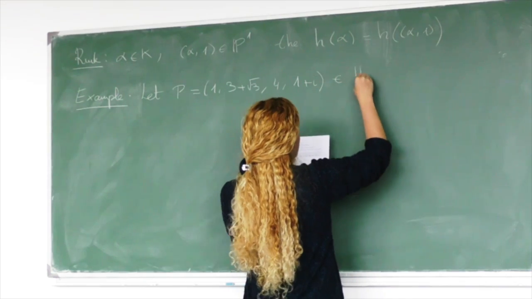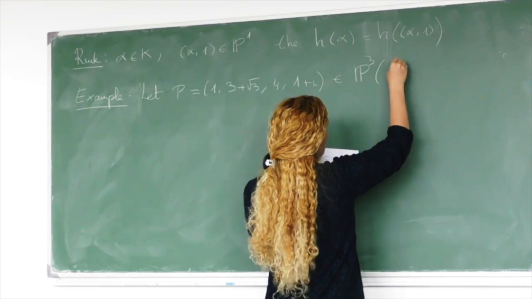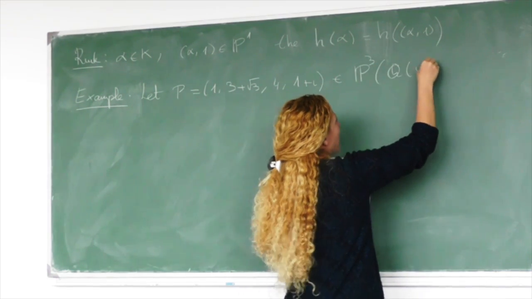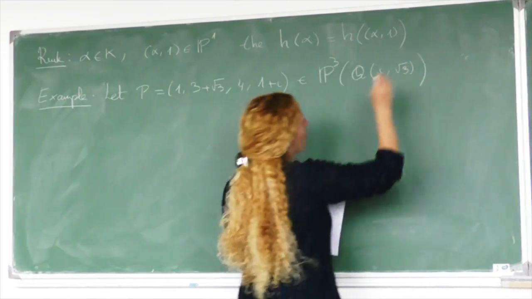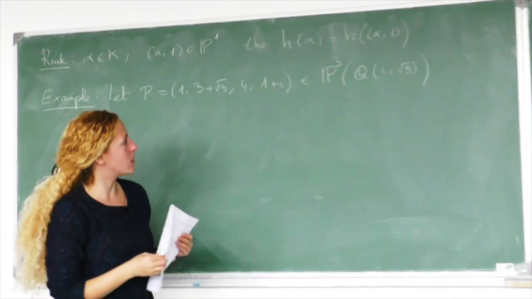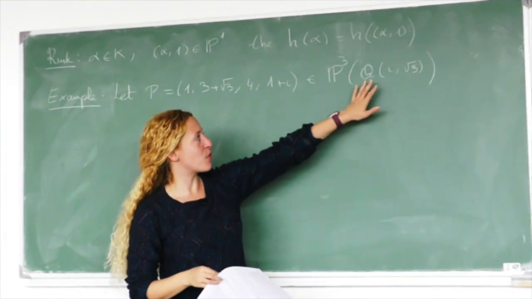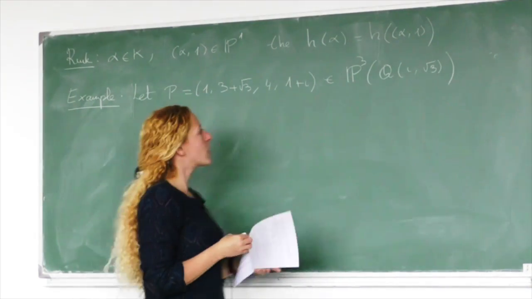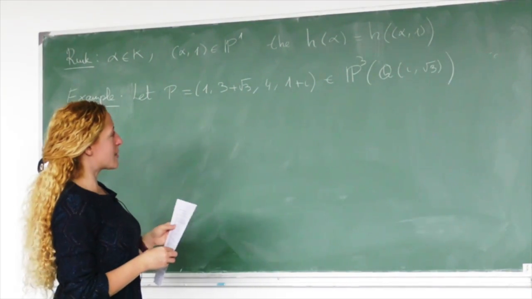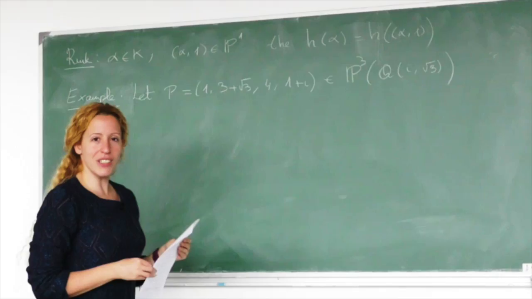So this is in P3. And if you want, the field is this complicated field. Well, complicated. Degree 4 field, right? I mean, this is a number field that is an extension of the rationals. Okay, so let's take this point and let's compute what is the height.